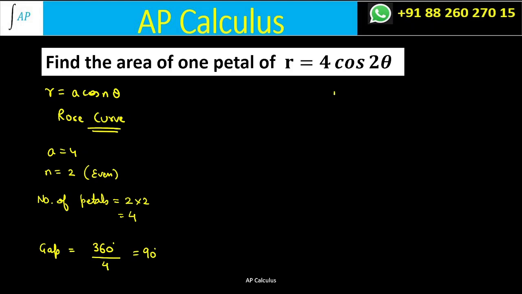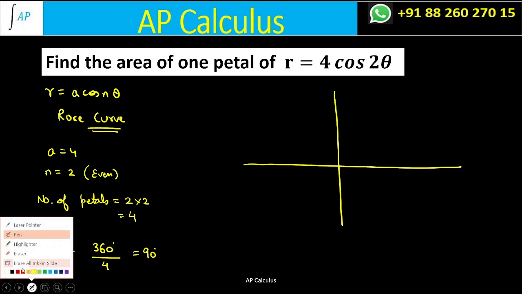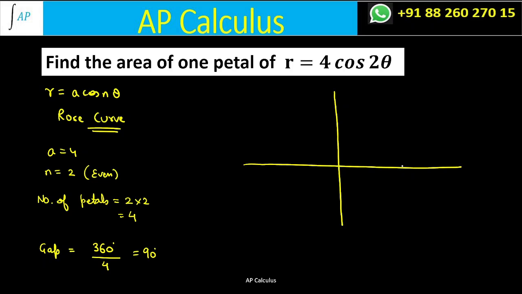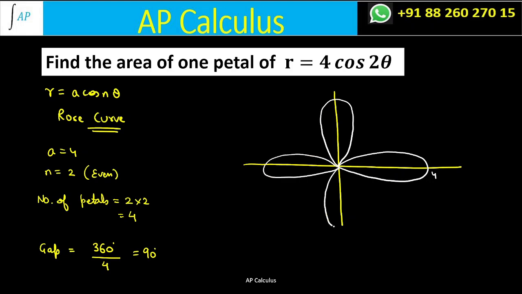So let's draw the graph. Since it is a cosine curve, the first petal will always start from the x-axis. In the sine curve, it doesn't start from the x-axis. So here the first petal will be this. The length is 4 over here. Now since the gap is 90 degrees, the first one is at this, the second one is at 90 degrees, the third one will be at 180 degrees, and the fourth one will be at 270 degrees, like this.